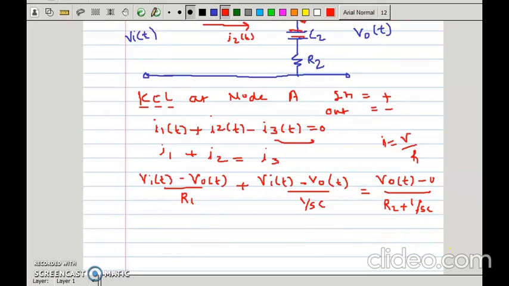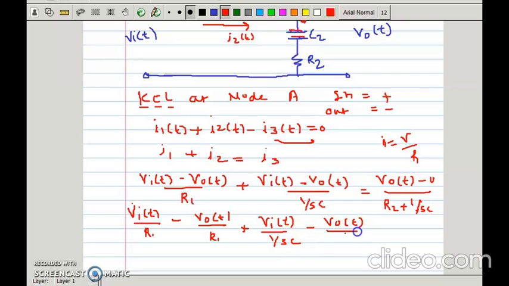Okay, let's divide each term separately. So R1 will separate: Vi(t) divided by R1 minus Vo(t) divided by R1, plus Vi(t) divided by 1/SC minus Vo(t) divided by 1/SC, is equal to Vo(t) divided by R2 plus 1/SC.